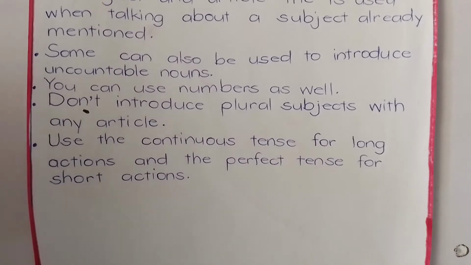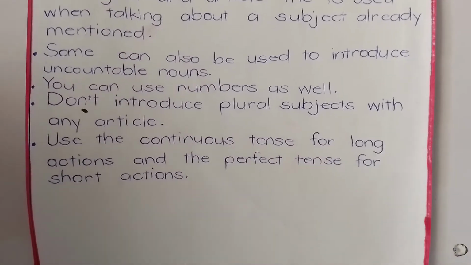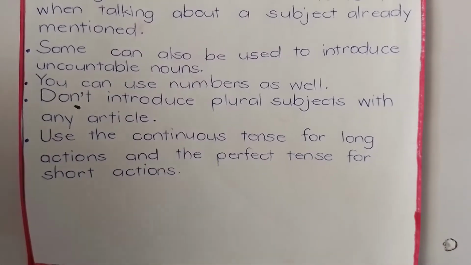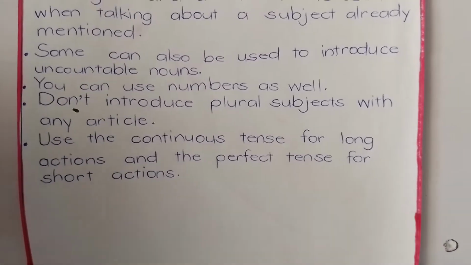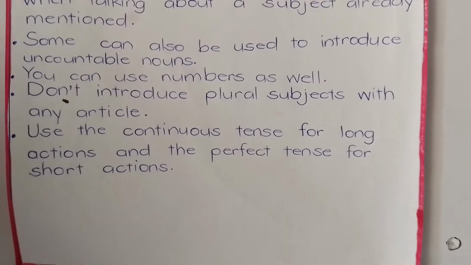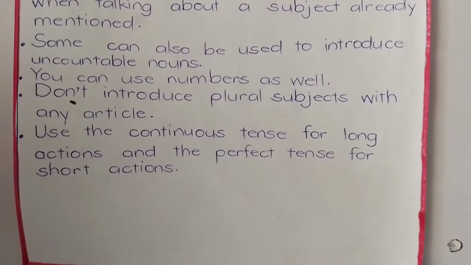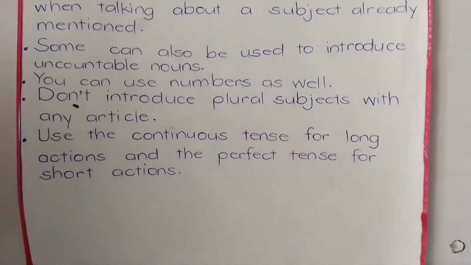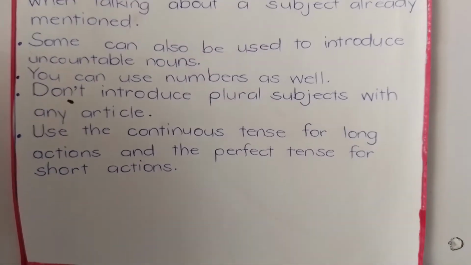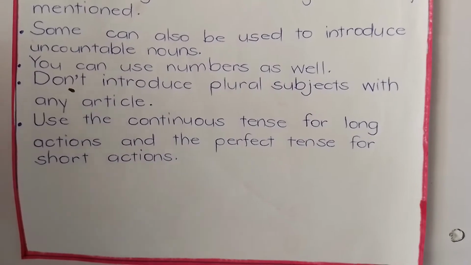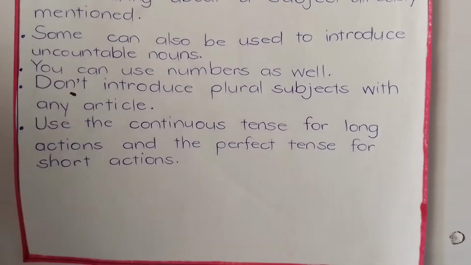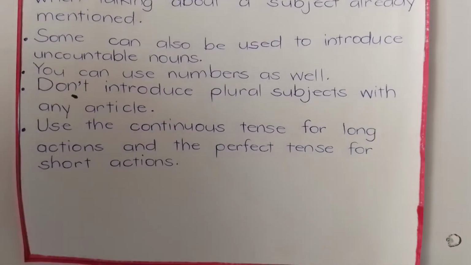For emphasis, I'm saying that we use the continuous tense for long actions and then the perfect tense for short actions. The continuous tense, I've said, we use is or are as the helping verbs in this particular case, followed by the verb ending with ing. Then for short actions, where we apply the present perfect tense, we shall use has or have as the helping verbs.